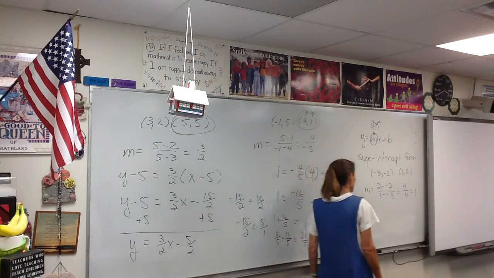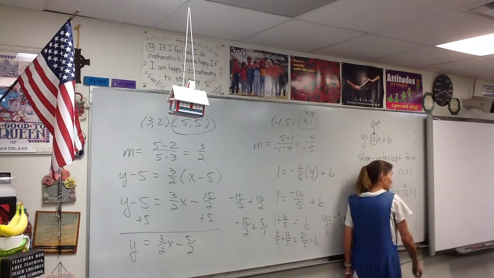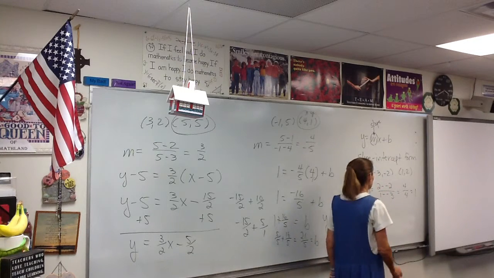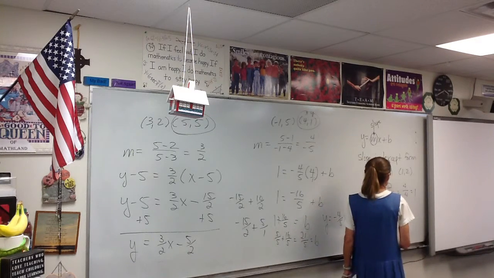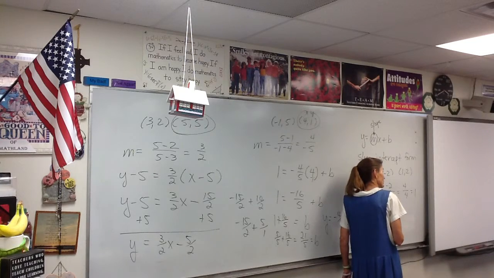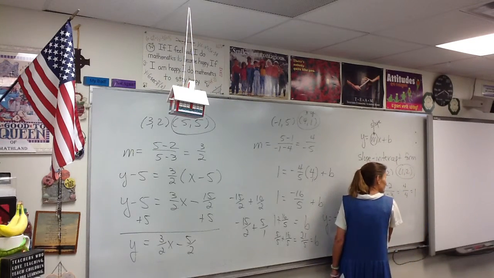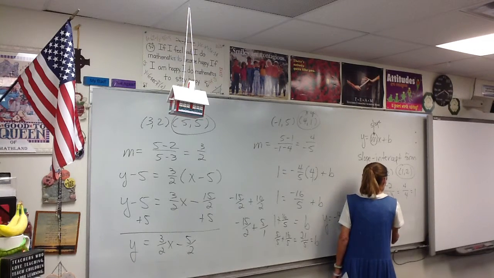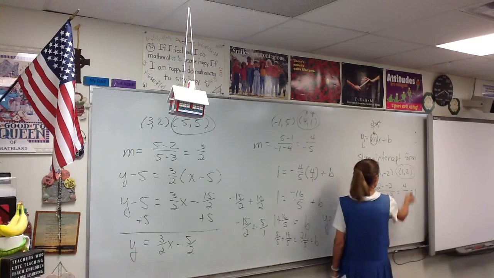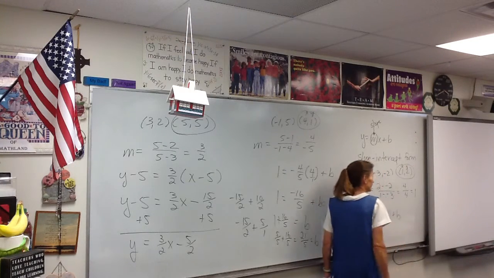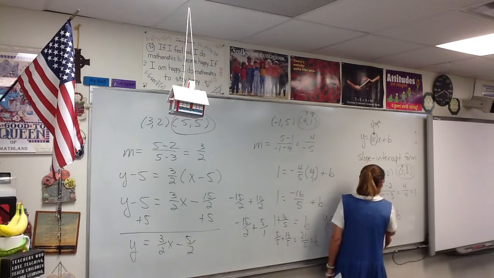Erica, what's the next step? She found the slope, she got 1. Did you get 1? Yes. Okay. Then what do we do? You want to plug it in. Which point are you going to use? 1 and 2. And then you plug it in, so it's 2 equals 1 times 1 plus b. Perfect. Because this is x and this is y. So 2 equals 1 plus b.